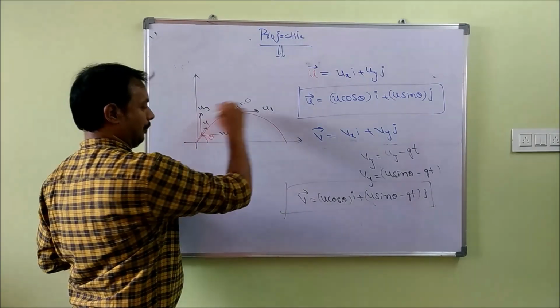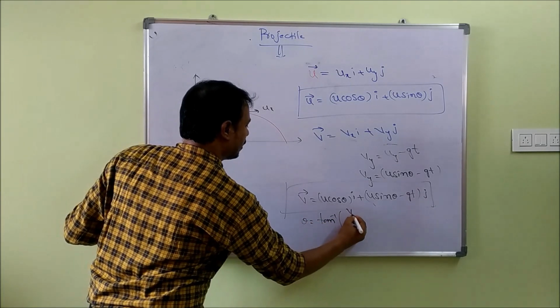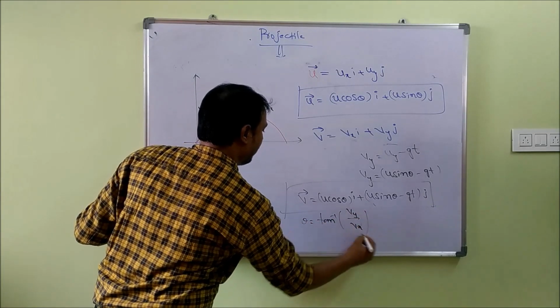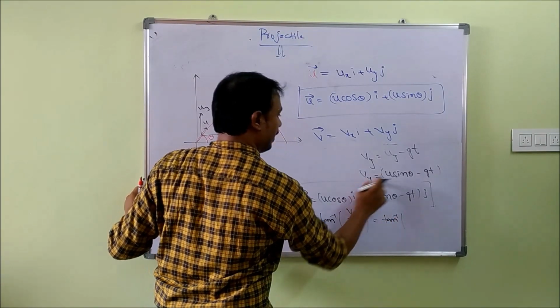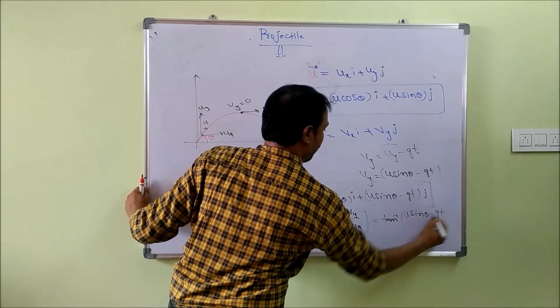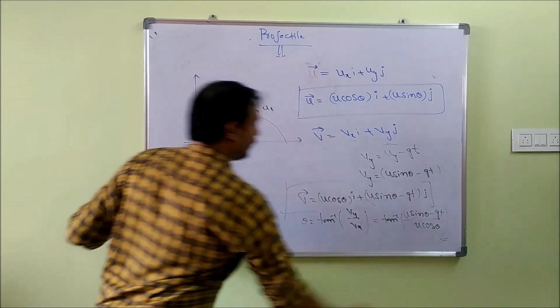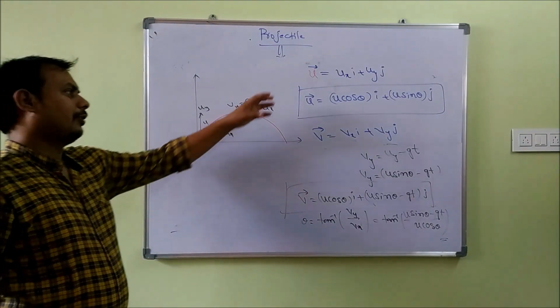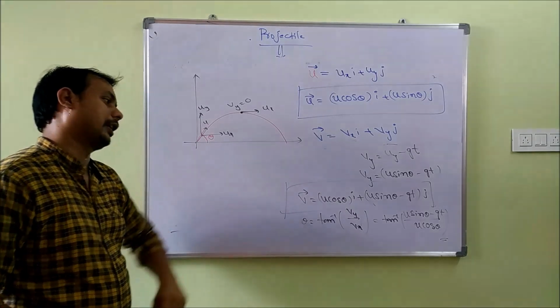And what is the angle? That is theta equals tan inverse of vy by vx. What is vy? Just now I calculated vy equals u sin theta minus gt, divided by u cos theta. Okay, so this is the initial velocity, final velocity, and direction of the projectile motion.